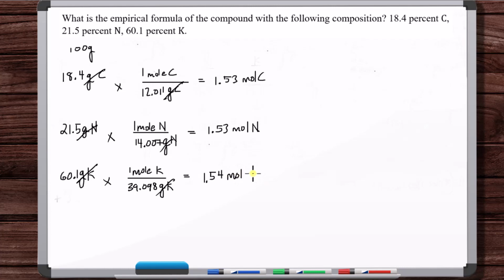All right, so now we have 100 grams of this compound. So in 100 grams of this compound, we have this many moles of each atom. It's all the same number, right? You divide, so the empirical formula is KCN.